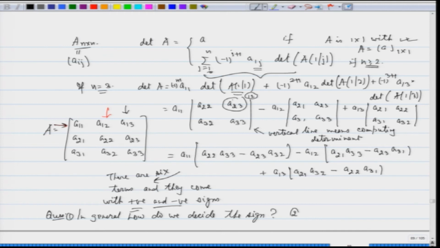Two, if A is n cross n, how many terms do I have? How many terms? All right. And what are those terms? What terms? Fine. So, we need to understand these things.